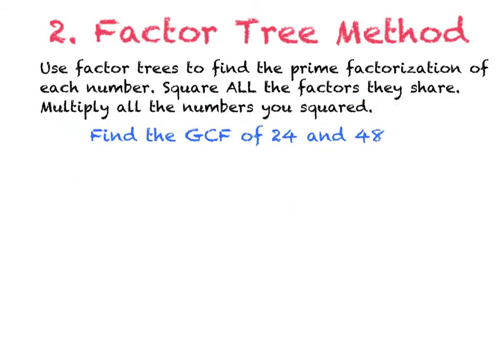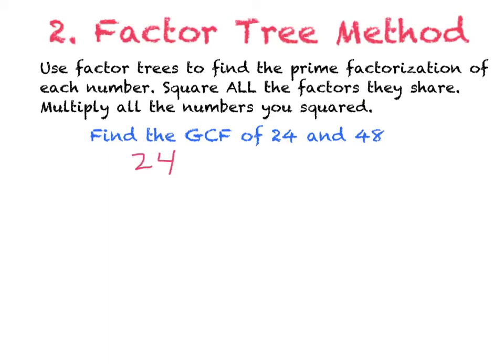This would be a good time to pause the video. I want you to use the factor tree method to find the GCF of 24 and 48, and then you can restart and watch as I go through this example with you. But go ahead and give it a try. Again, factor tree should be something that we're pretty used to based on our previous lesson.